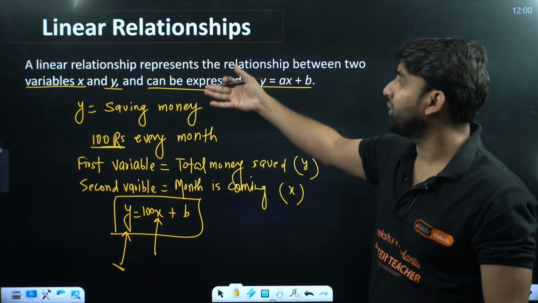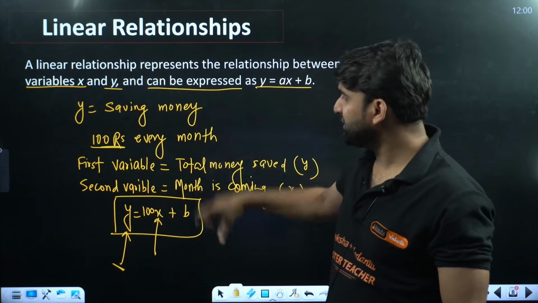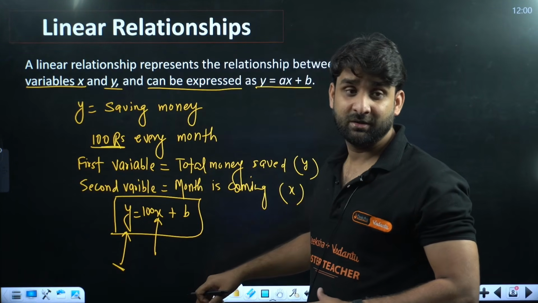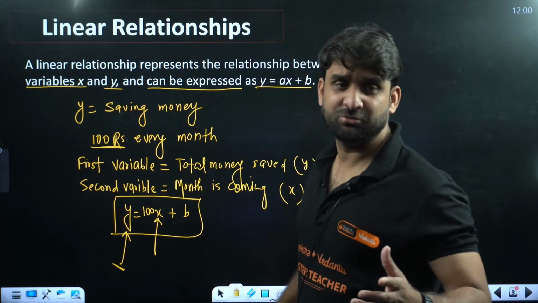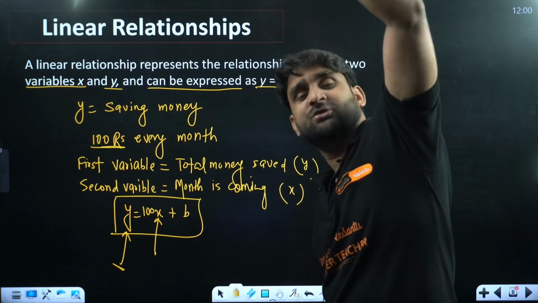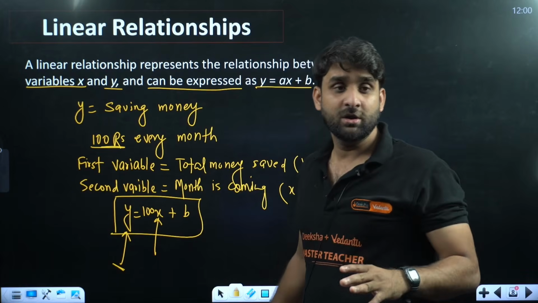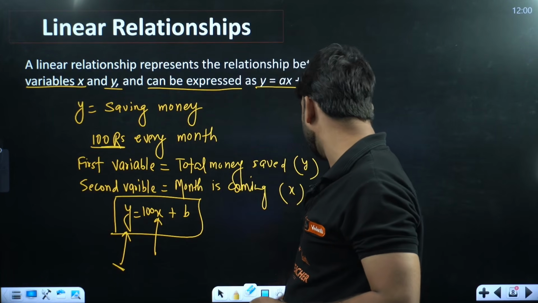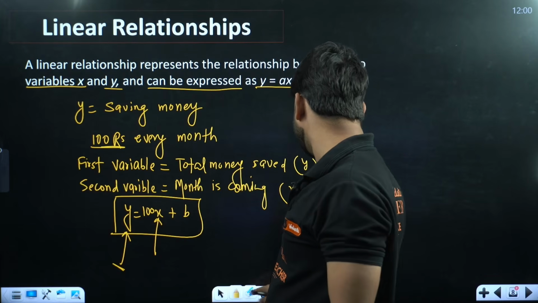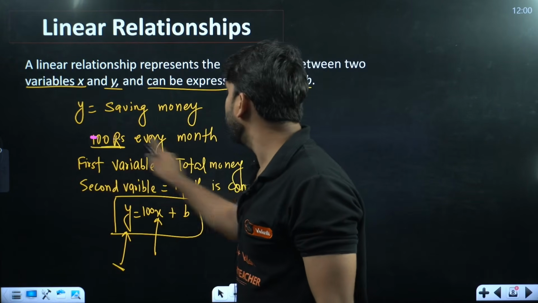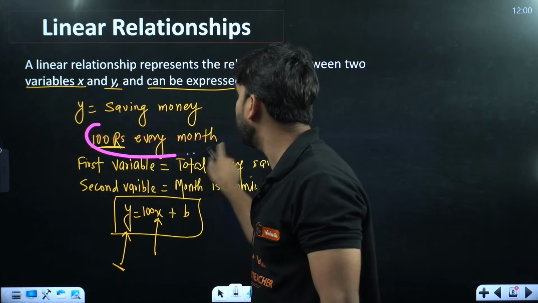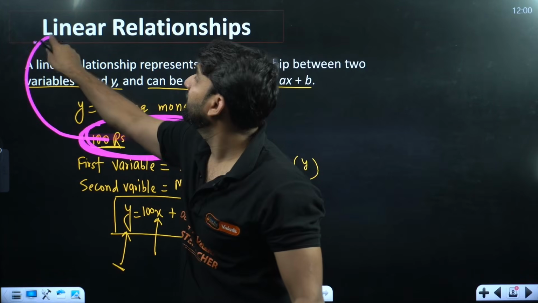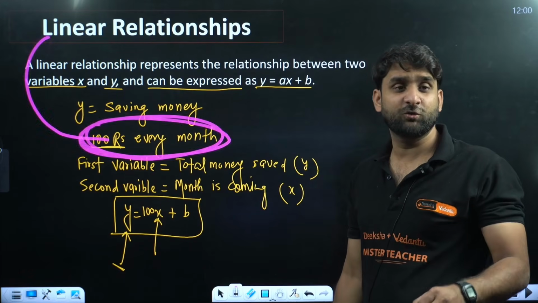So what is the relationship? In this example, the boy is saving 100 rupees every month. The question is not like in the next month he will be saving 200 rupees, and in the third month 500 rupees. No. In every month he is saving 100 rupees. Look at this, it is a very important term: 100 rupees every month. So this indicates that the saving of money is going linearly.